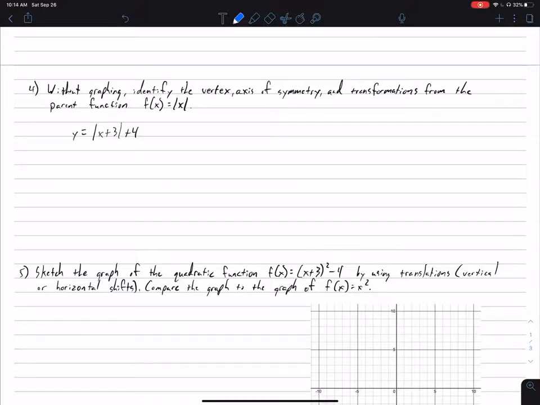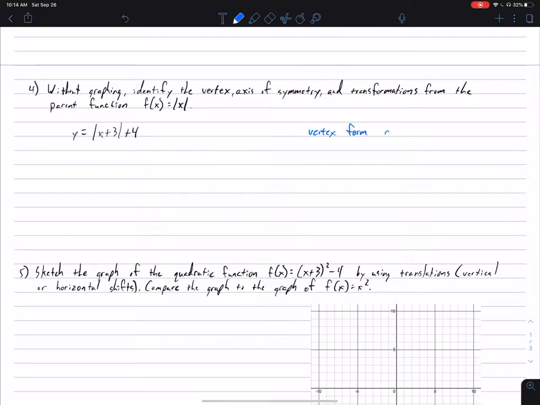This is part 2 for identifying transformations from equations. So number 4, without graphing, identify the vertex, axis of symmetry, and transformations from the parent function, f of x equals the absolute value of x. So I've written this out before, but I'm going to write this again. We have what's called vertex form.